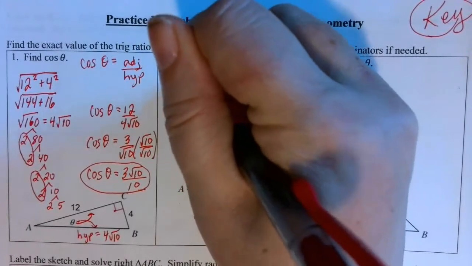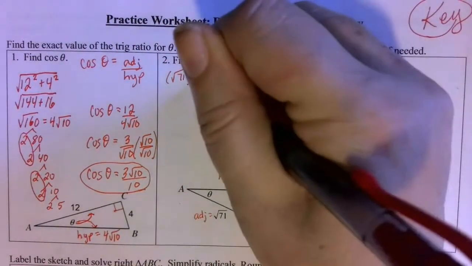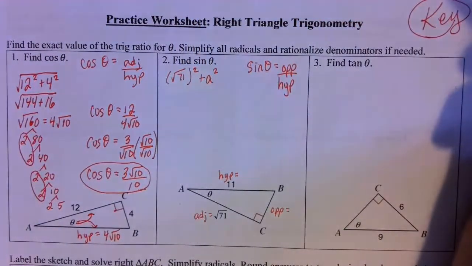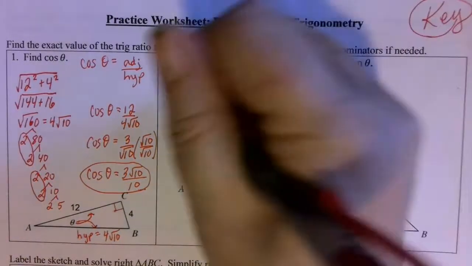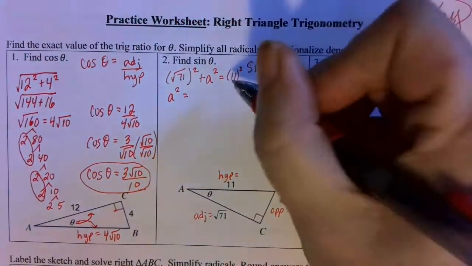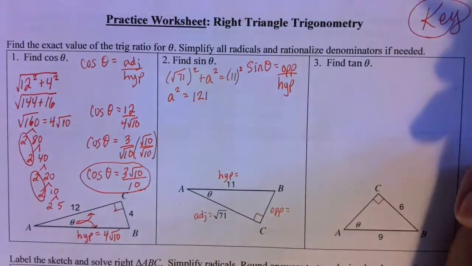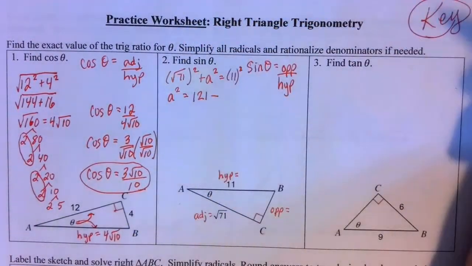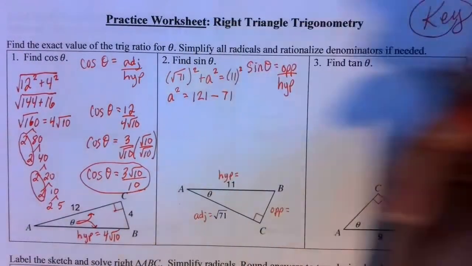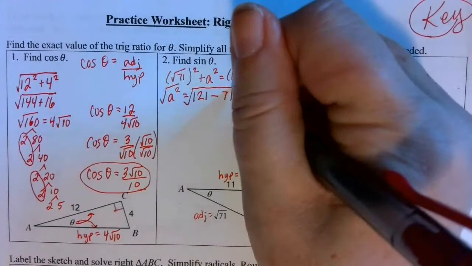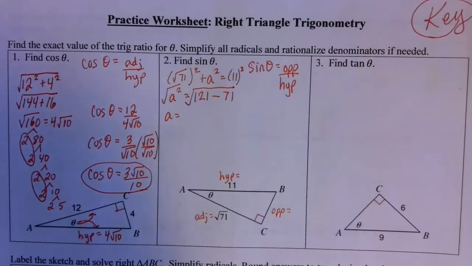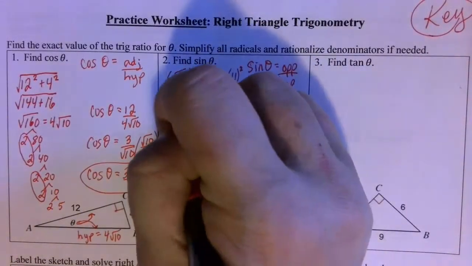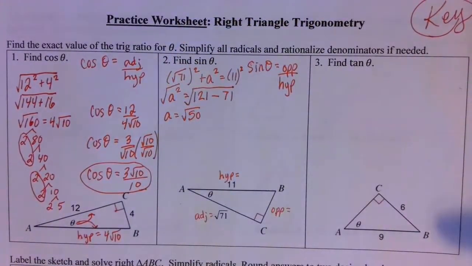So the square root of 71 squared plus the opposite, which is A squared, is equal to the hypotenuse, which is 11 squared. So A squared is equal to 11 squared is 121, minus the square root of 71 squared is 71, and then we'll square root both sides to get A by itself. And 121 minus 71 is 50. So A is exactly the square root of 50.